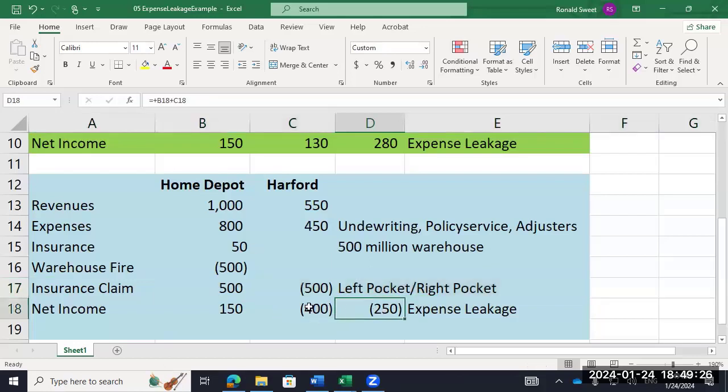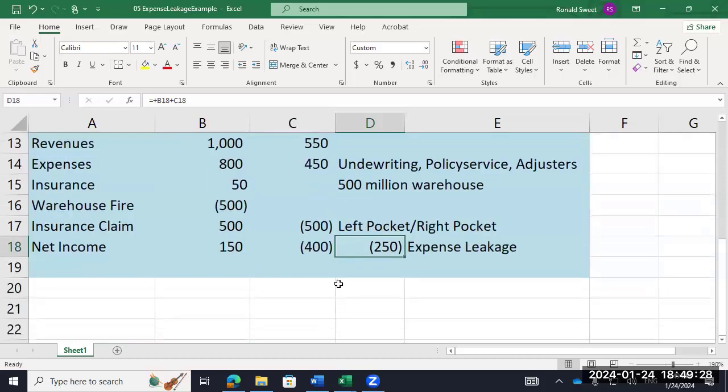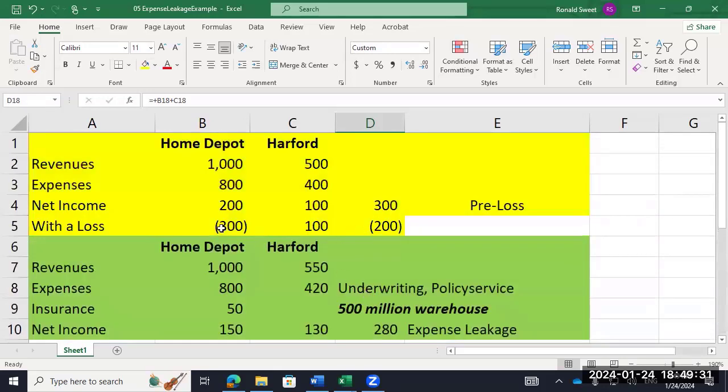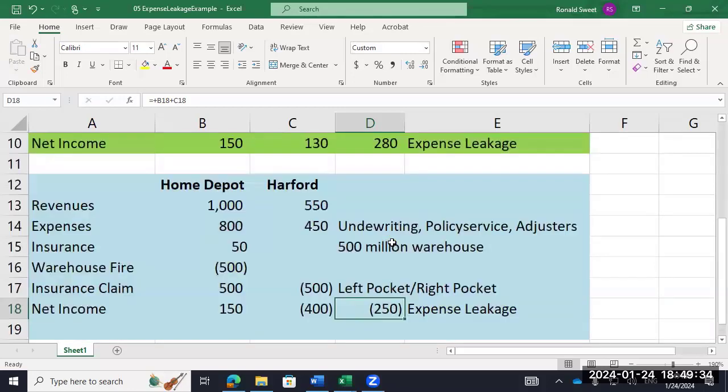So your loss is going to be, you're going to be worse off by 50, and that's that expense leakage. You might say, well, they had a $500 million loss. You would have lost that 500 either way. Whether they bought the insurance or not, you would have lost the 500. The 50 doesn't matter to you because the 50 is an expense for one and revenue for the other. The loss doesn't matter because that's left pocket, right pocket. The premium doesn't matter because that's left pocket, right pocket. So the only thing that matters are the expenses of running this business. And we know this is an expensive business.